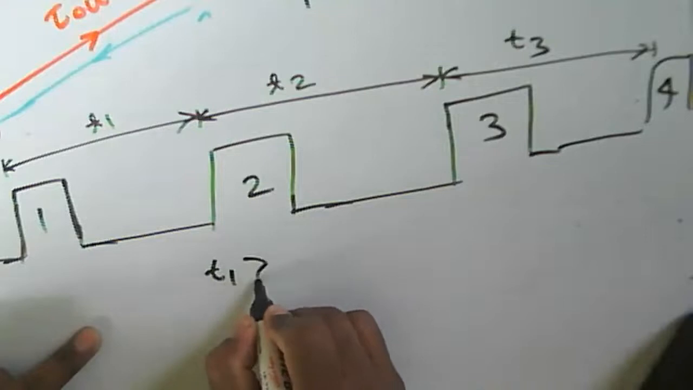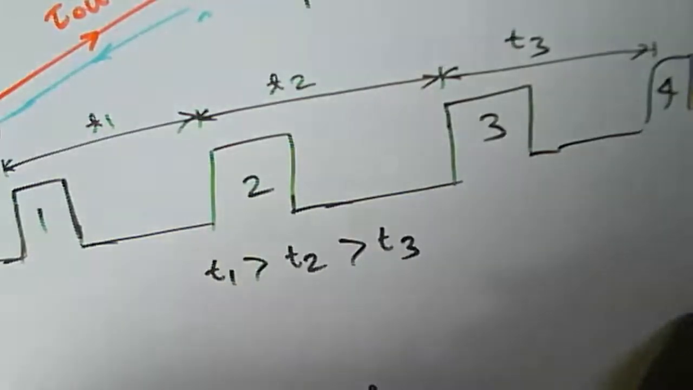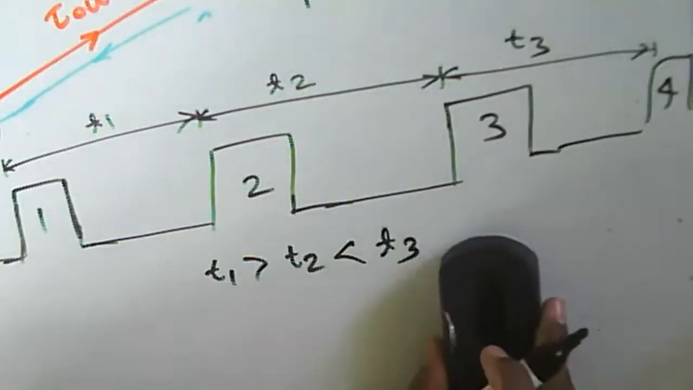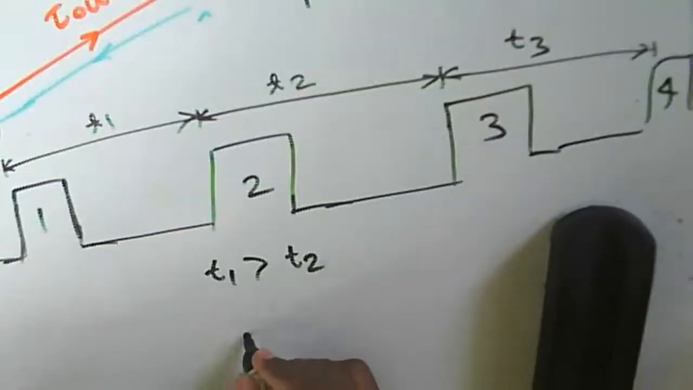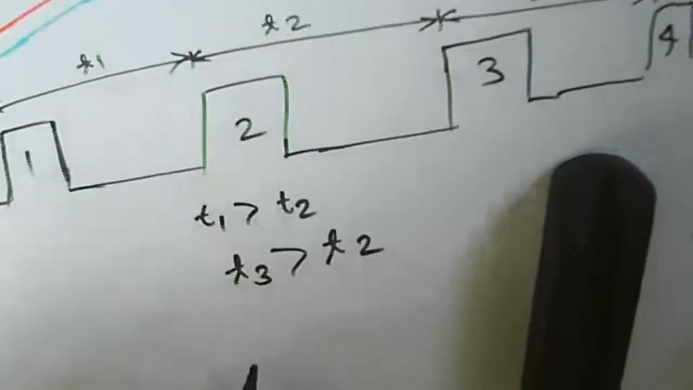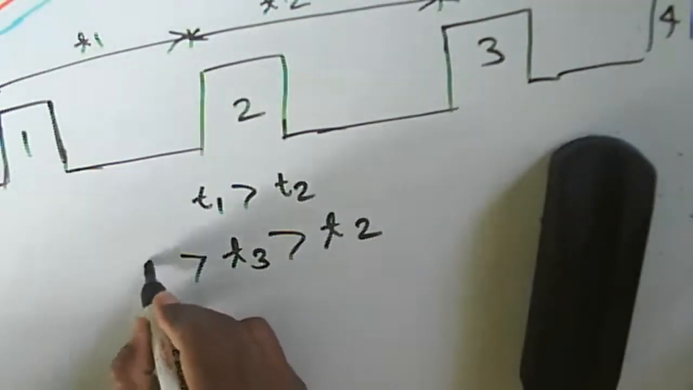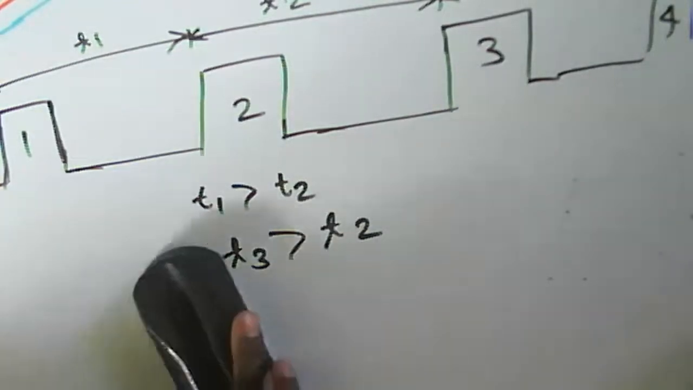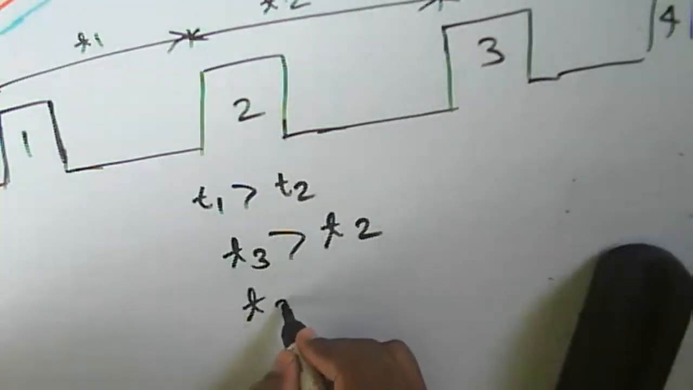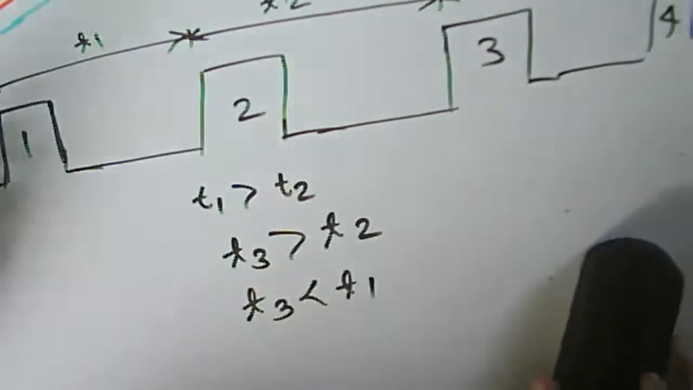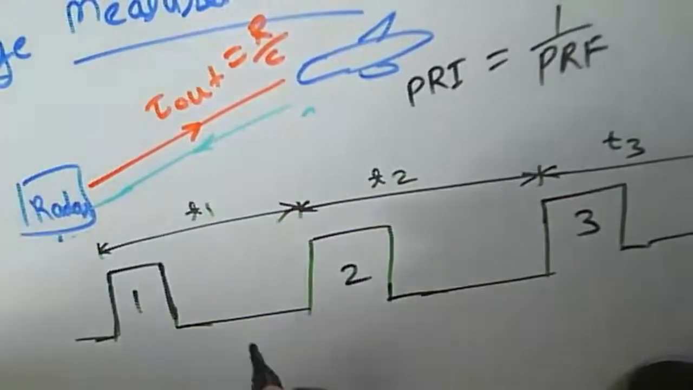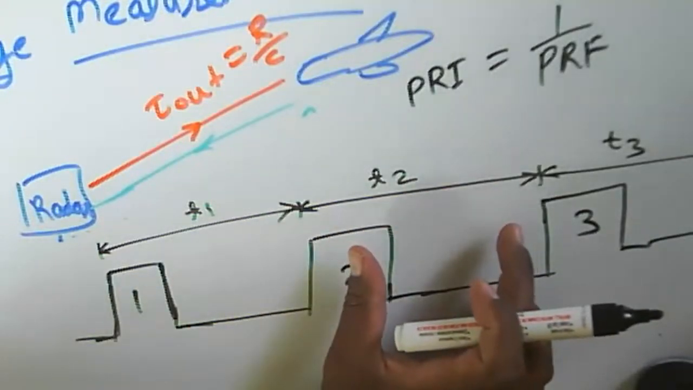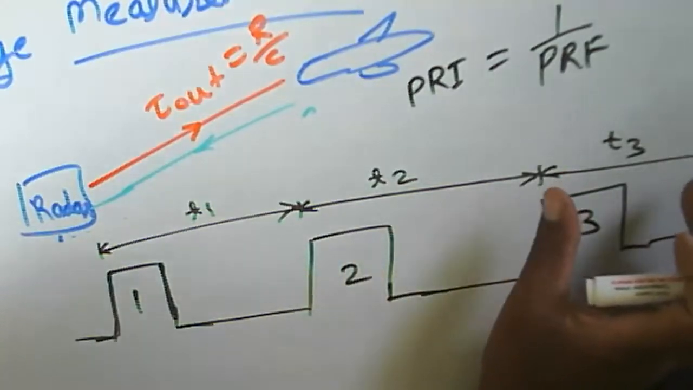So in that case, T1 is greater than T2 and T2 is greater than T3, or vice versa. Or we can say that T3 is greater than T2 but T3 is less than T1. In terms of distance here, T1 is always greater than T2, T2 is less than T3, but T3 is less than T1.